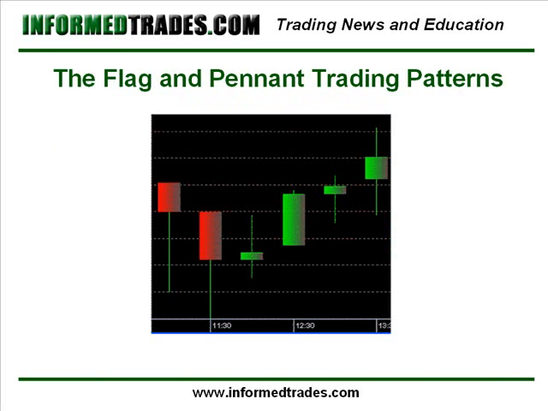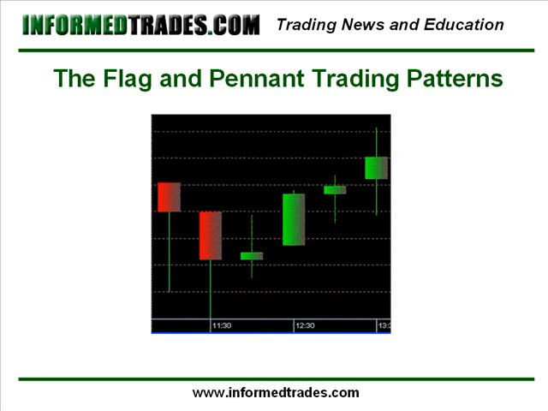A couple other things to keep in mind here, just as we learned in some of our other lessons, traders often use volume for confirmation, and this is no exception. Traders like to see volume diminish as the flag and pennant patterns mature, and then like to see volume increase on the break of the support or resistance line, depending on whether we're looking at a bull or bear pattern, for additional confirmation that this is a good pattern to trade.